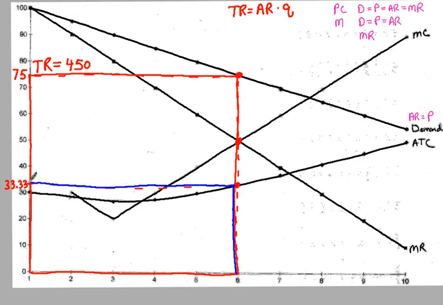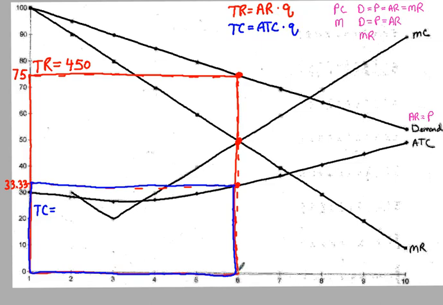That's to my average total cost, which is $33.33 per unit, and complete this rectangle. The area of that rectangle will be our total cost. Why? Because remember, the total cost is equal to the average total cost multiplied by the level of output.